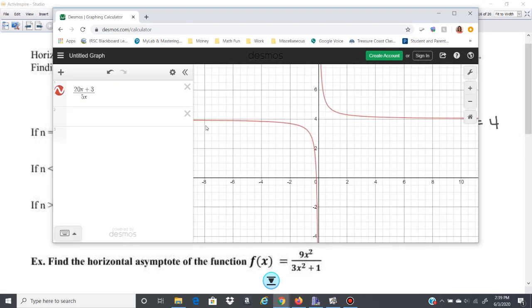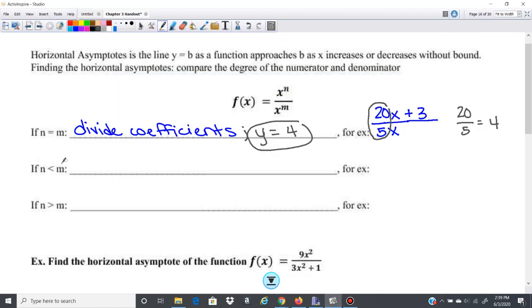Okay, and if I look at that, I've got a horizontal line right here as a whole at y equals 4. Now, if the degree of the numerator is less than the degree of the denominator, so for example, 20x plus 3 over 5x squared, then the horizontal asymptote is just y equals 0.